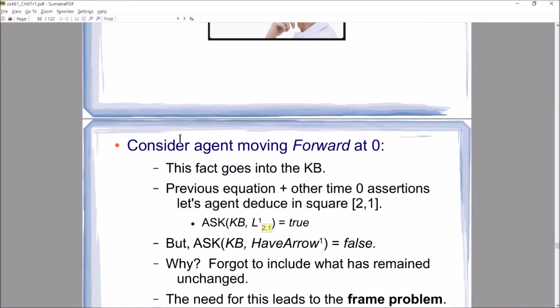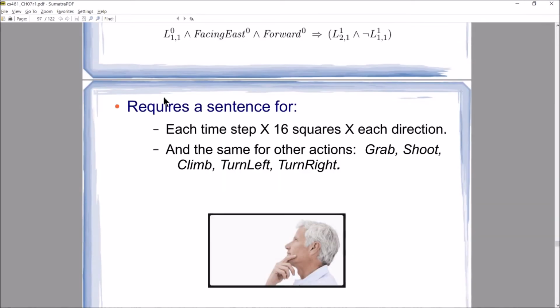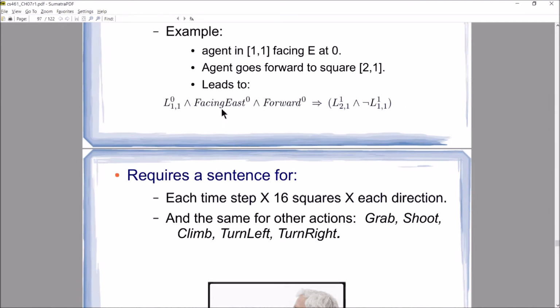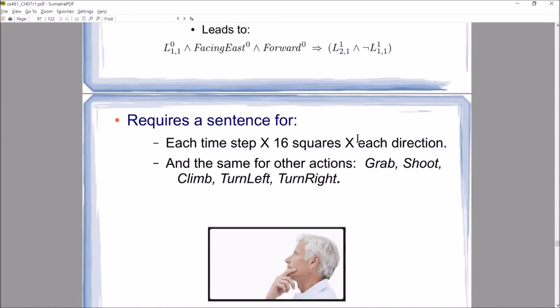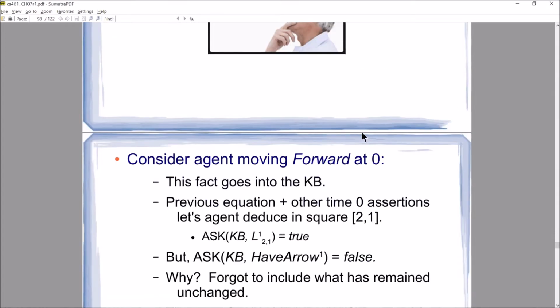So let's think about what happens if the agent moves forward at time slice 0 or turn 0. That fact would have to go into the knowledge base, and that previous effect axiom, this sentence right here, plus all the other sentences in our knowledge base that correspond to time 0, would allow the agent to figure out, yeah, I'm in square 2, 1. So remember the tell and ask stuff? Well, we can ask the knowledge base, am I in square 2, 1 at turn 1? And so that would evaluate to true.